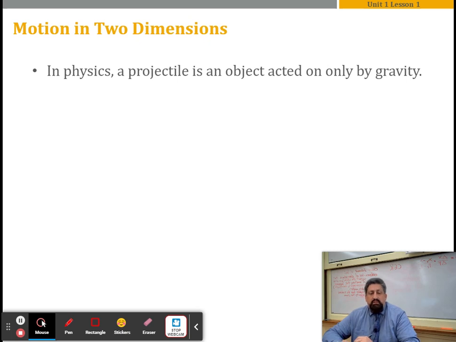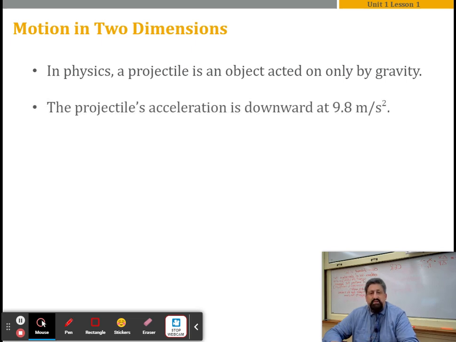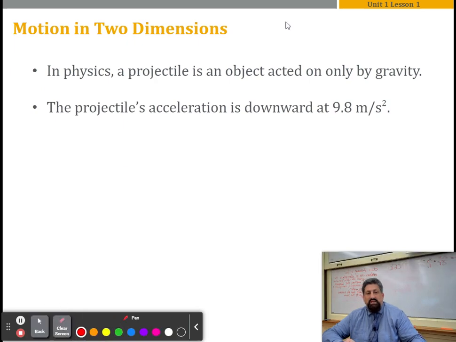A projectile is a good example of an object that moves in two dimensions. A projectile is anything that is acted on only by gravity. If you throw or kick or shoot something into the air, as soon as you stop applying force to it, it is considered to be a projectile. So a projectile's acceleration is downward. It accelerates downward at 9.8 meters per second squared. This is what we refer to as g, or the acceleration due to gravity. This is a constant. g equals 9.8 meters per second squared.